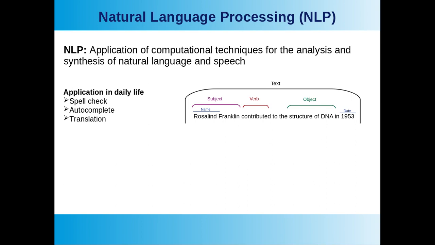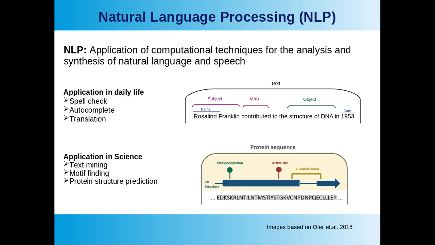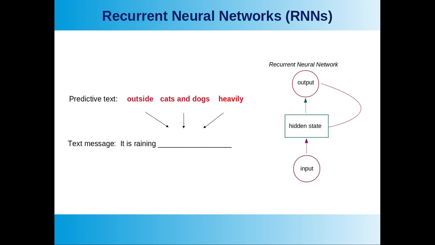Spell check in Word and autocomplete on our cell phones are some of the daily applications of NLP. In science, NLP is used for text mining, as you do regularly when using Google Scholar. While text mining would focus on analyzing the letters in a word or words in a sentence, analysis of amino acid sequence of proteins aims to identify sequence motifs that are relevant for protein structure and function.